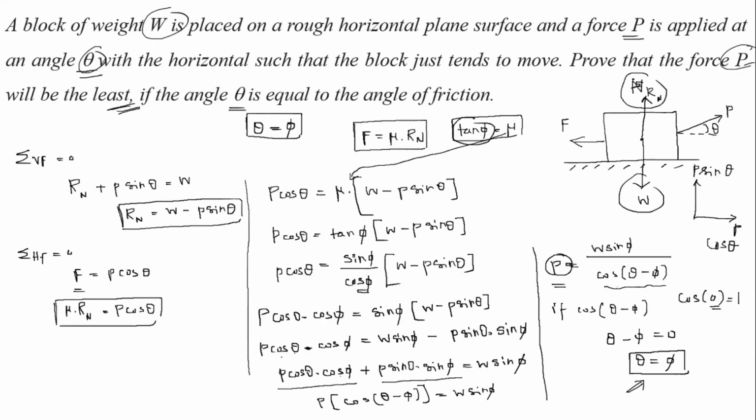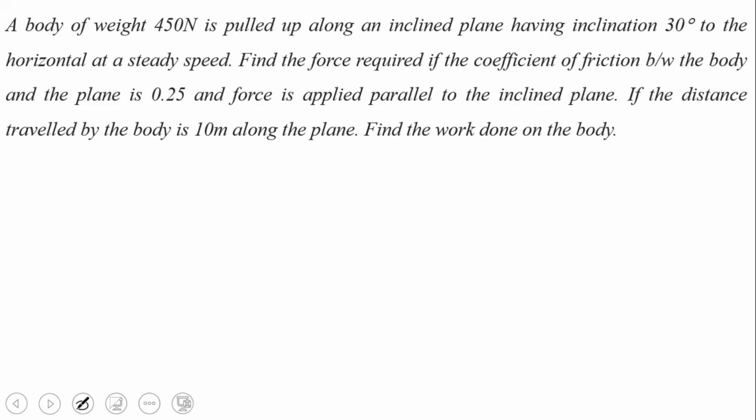And the last one is a different problem. A body of weight 450 Newton is pulled up along an inclined plane. So far we discussed a flat plane, now we are discussing an inclined plane having an inclination of 30 degree to the horizontal at a steady speed. Find the force required if the coefficient of friction between the body and the plane is 0.25 and the force is applied parallel to the inclined plane. If the distance travelled by the body is 10 meter along the plane, then find the work done, right.